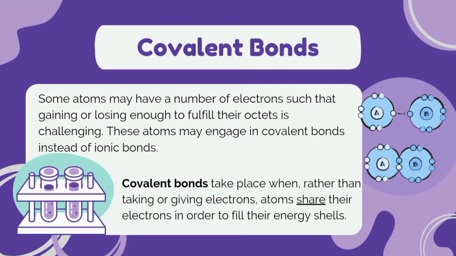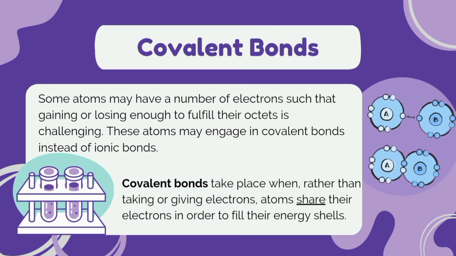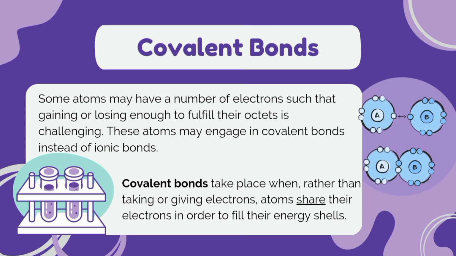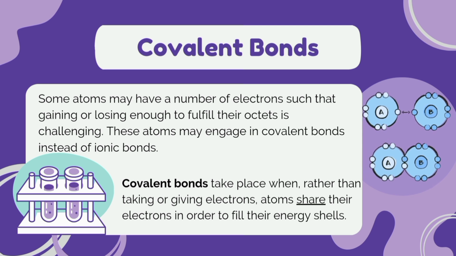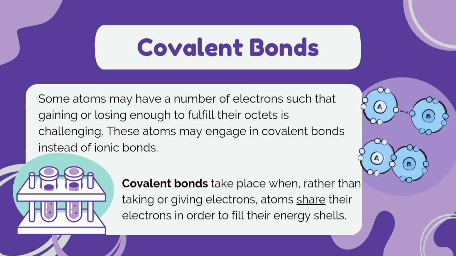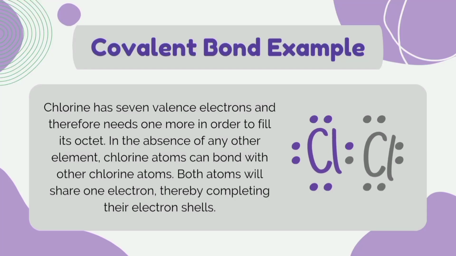Some atoms may have a number of electrons such that gaining or losing enough to fulfill their octets is challenging. These atoms may engage in covalent bonds instead of ionic bonds. Covalent bonds take place when, rather than taking or giving electrons, atoms share their electrons in order to fill their energy shells. Chlorine has 7 valence electrons and therefore needs 1 more in order to fill its octet.